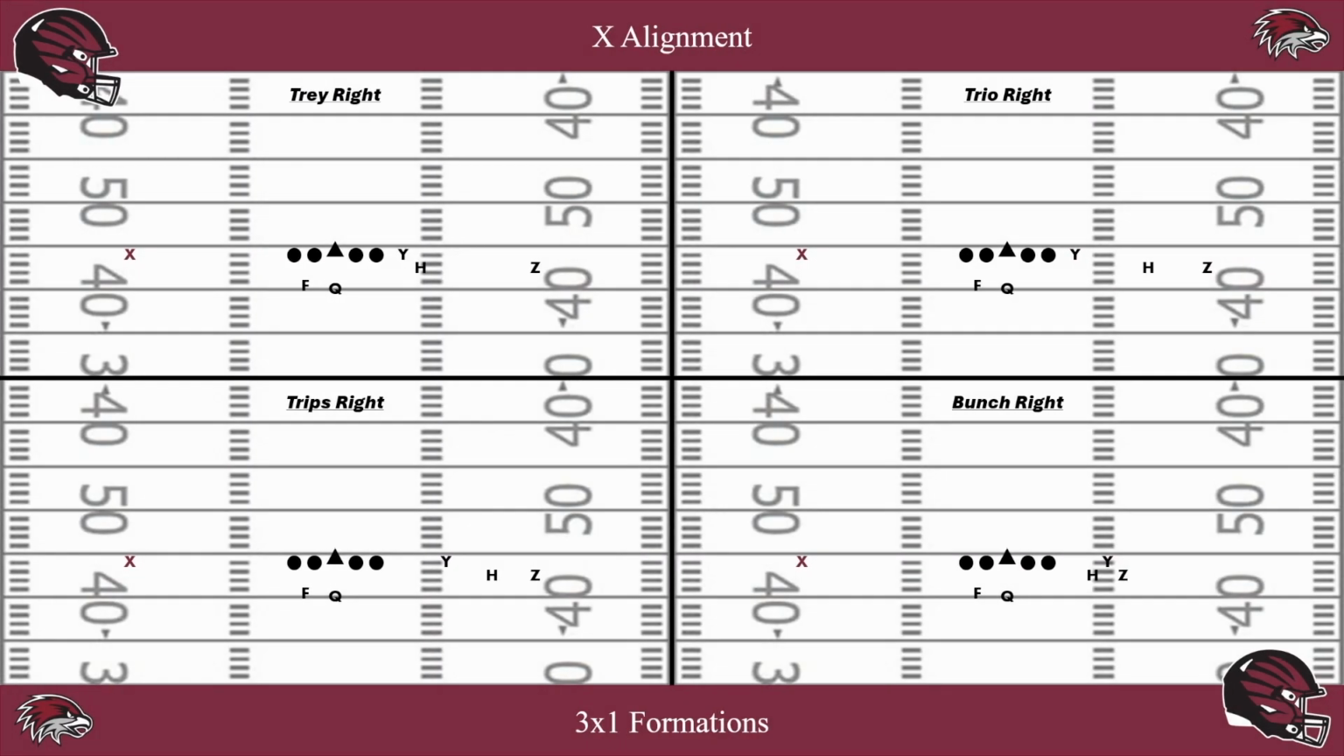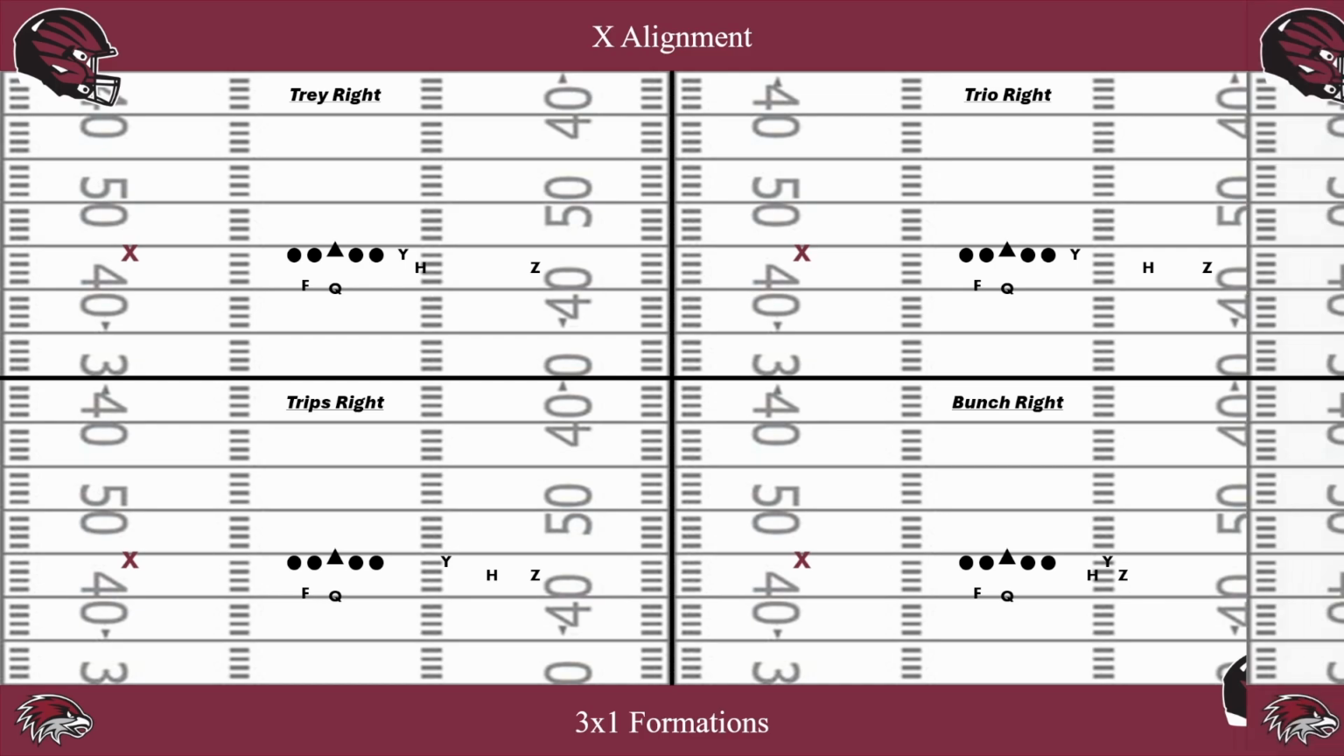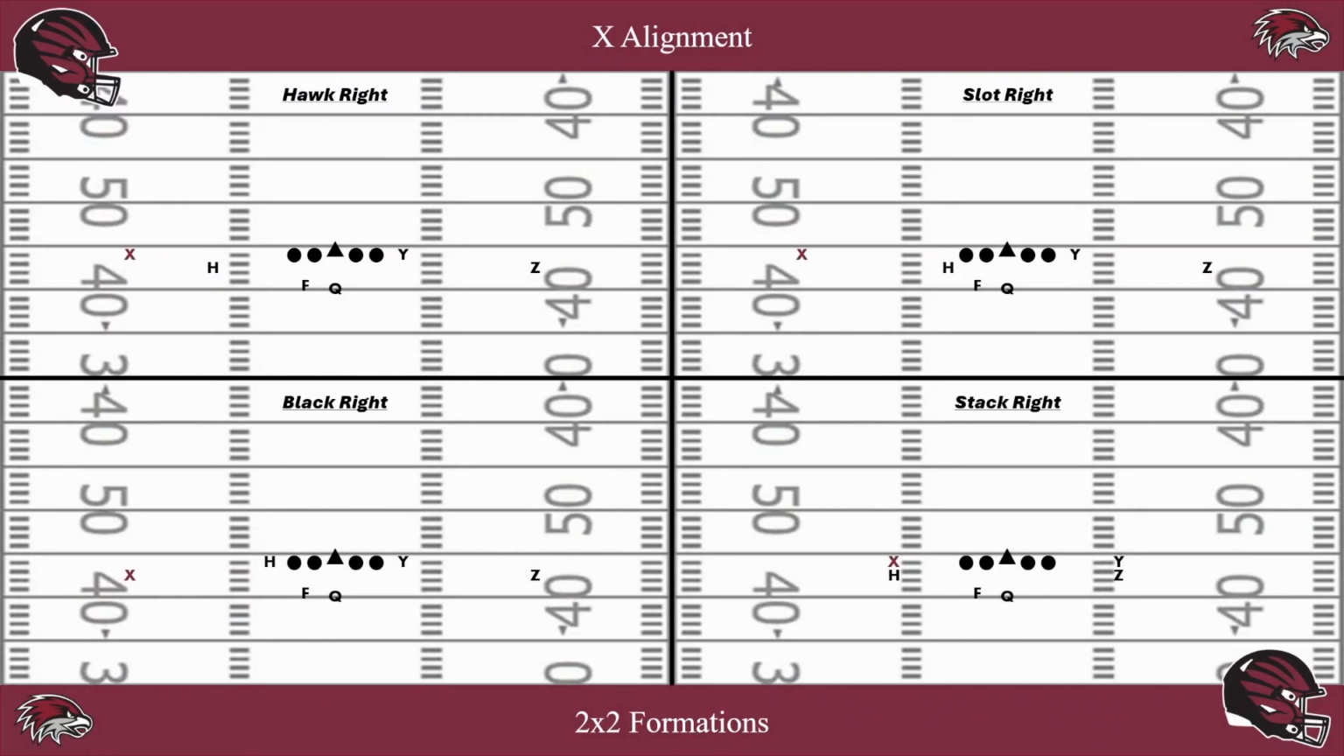In all four of our 3x1 formations, tray, trio, trips, and bunch, the X is the solo wide receiver to the backside in a 2-point wide receiver stance. In our 2x2 formations of hawk and slot, you're going to remain the backside number 1 wide receiver in a 2-point wide receiver stance. In black, you're still going to be the backside number 1 wide receiver, but now you are off the ball. And in stack, the X will reduce his split with the H stacked directly behind him.